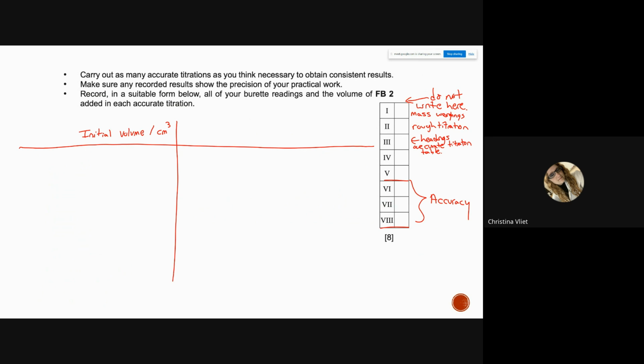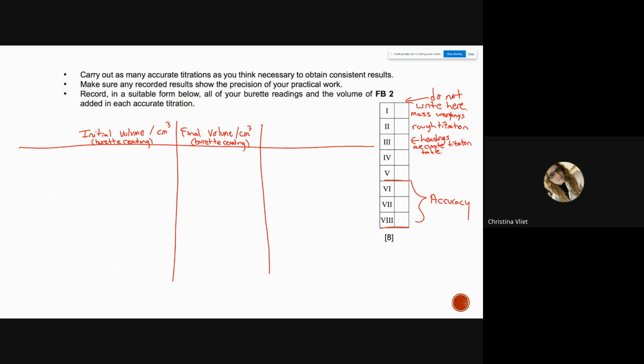The second column is final volume, in centimeter cubed. So basically the initial burette reading, the initial volume. So initial volume or burette reading. The final volume or final burette reading.